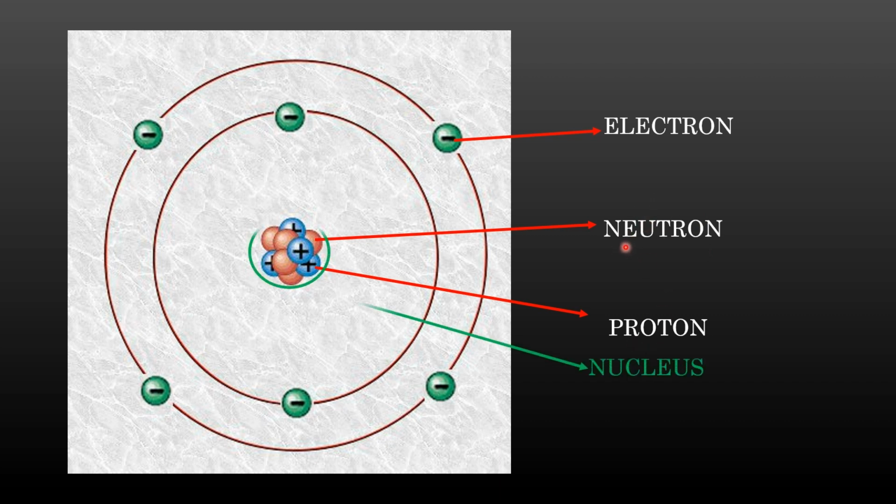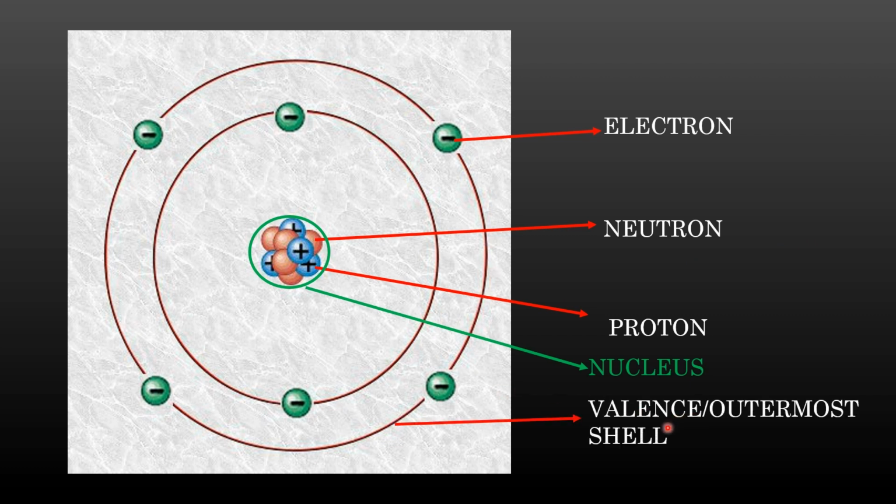Proton and neutron together form the nucleus of an atom, and you can see these circles are known as orbits or shells. Whichever is the last shell, we call it the valence shell, or you can also call it the outermost shell.